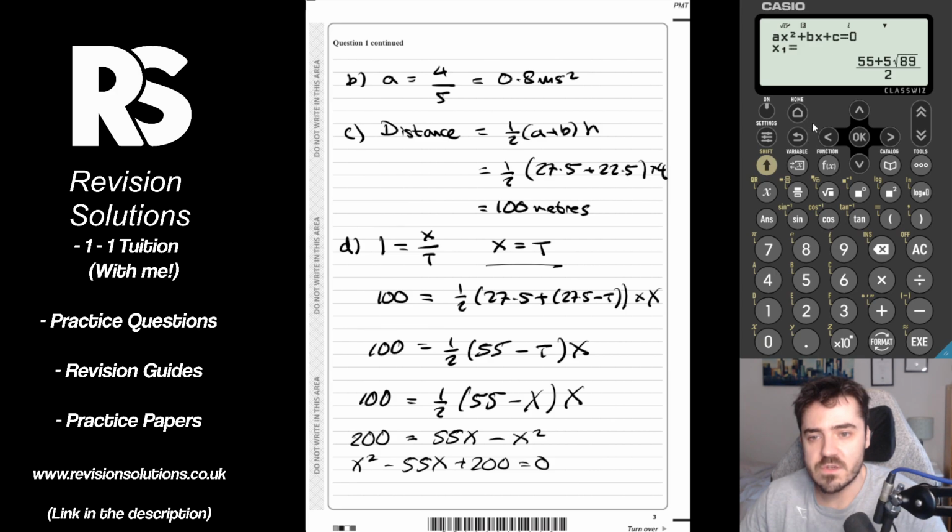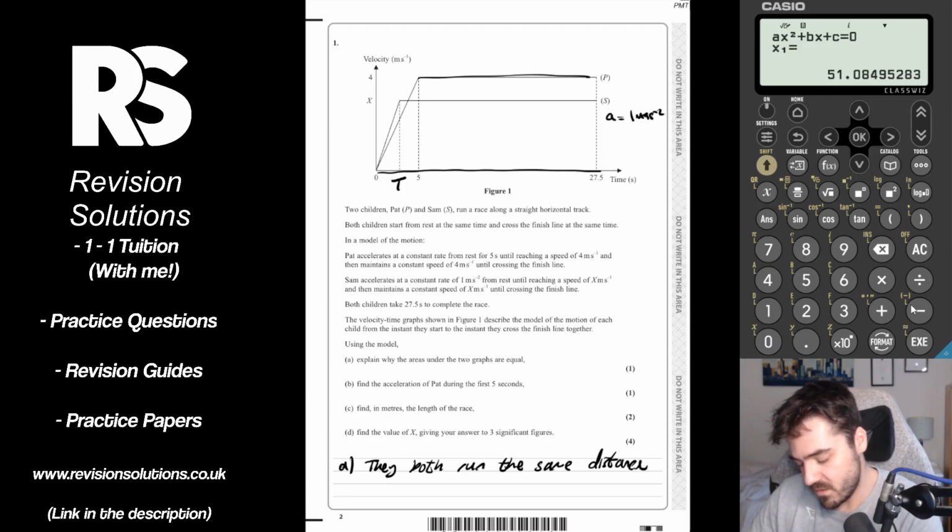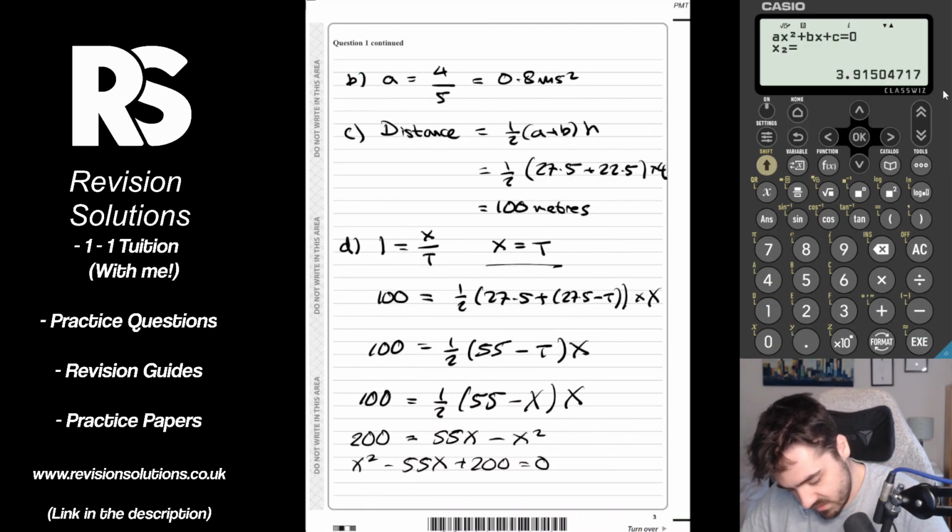And that's our first solution. That looks a bit big. Let's just check. Yeah, 51, that doesn't seem reasonable. And if we look at our graph, we know x actually has to be less than 4. So let's look at the second solution. Put that as a decimal. That seems much more reasonable. So x equals 3.92 meters per second, to 3 significant figures.